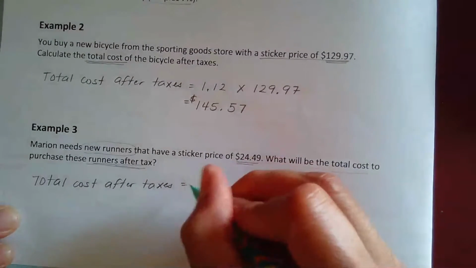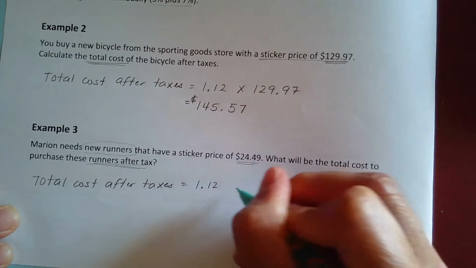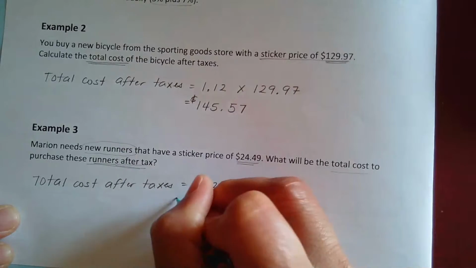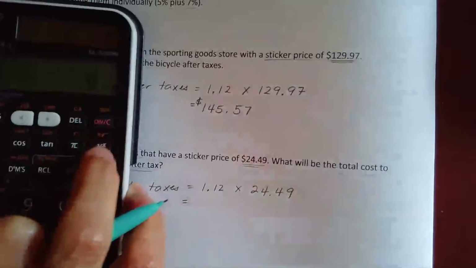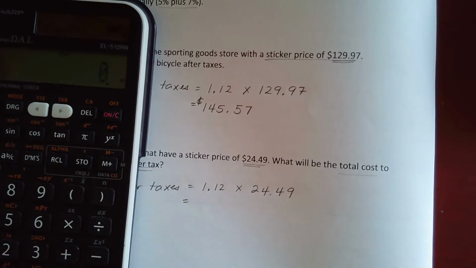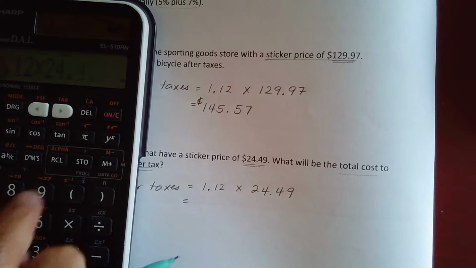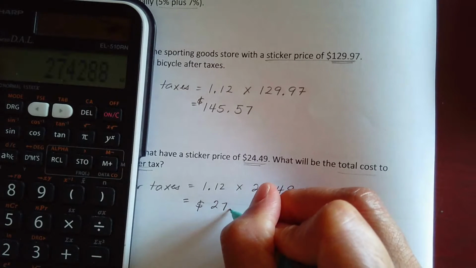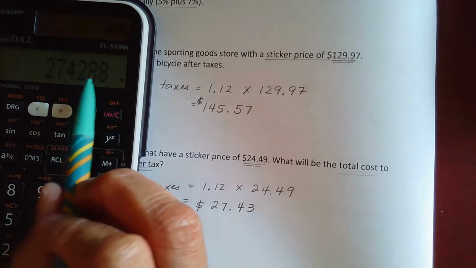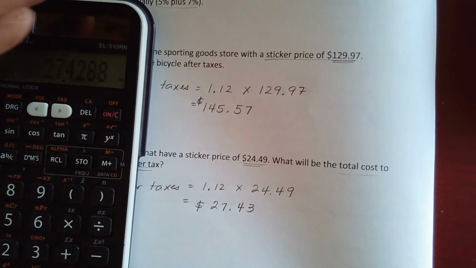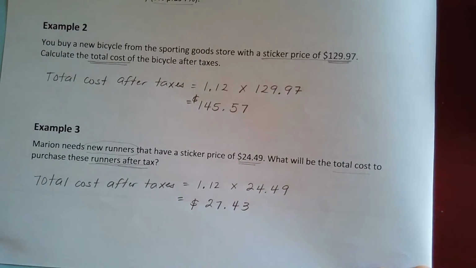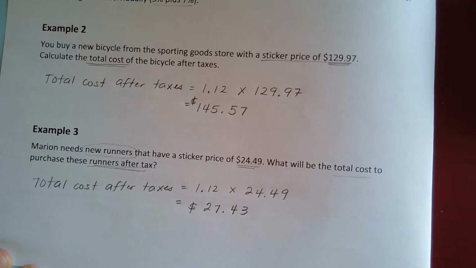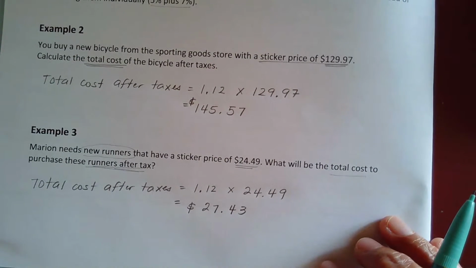So the total cost would be 1.12 times 24.49, and again, let's use our calculator for that. So the cost would be $27.43 after we round off to 2 decimal places. We showed our work, and we showed our final answer with the appropriate unit, which is dollars.